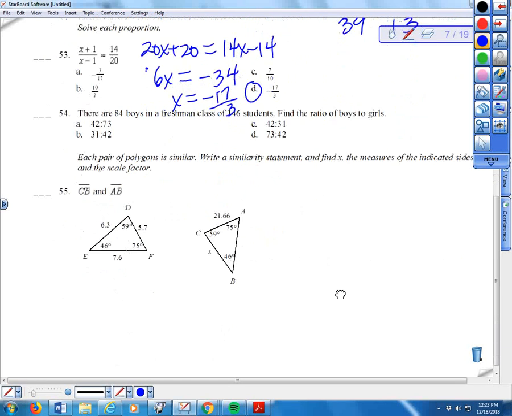Okay, there are 84 boys in a freshman class of 146. Find the ratio of boys to girls. So first I need to figure out how many girls there are. 84 to 146. 62. Which is what? 42 to 31.